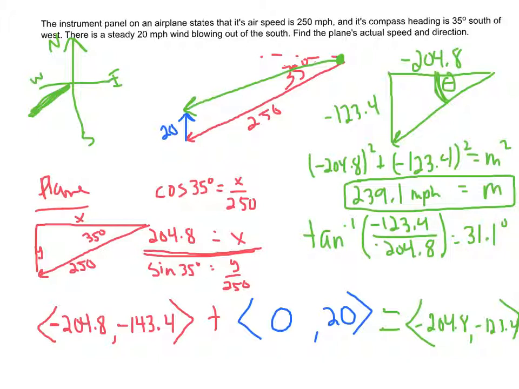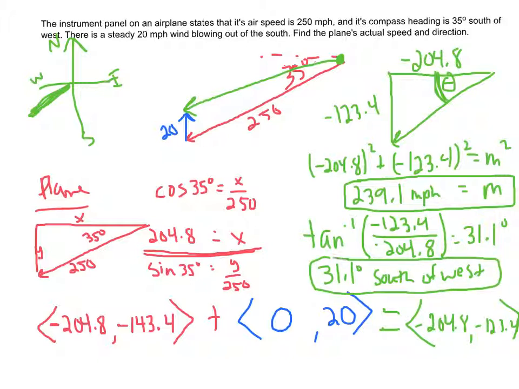So this angle, the angle of the direction, it's 31.1 degrees south of west, is how we would say it. So that would be our direction. You could also say 211.1 degrees. That would tell you that it's heading south of west or in quadrant 3. So there we have the airplane problem.